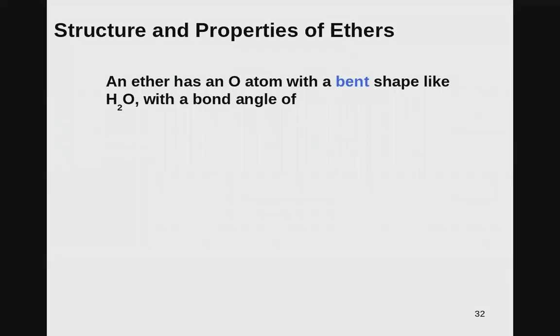Now, an ether has an oxygen atom with a bent shape, very much like water. So like we saw for the alcohols, that angle here, in this case of dimethyl ether, is a bent 109 or 109.5 degree angle. So water's angle. Again, all because of polarity, right? Carbon is less electronegative than oxygen, thus polar bonds.